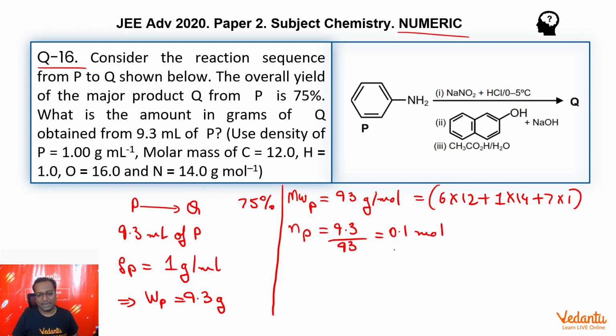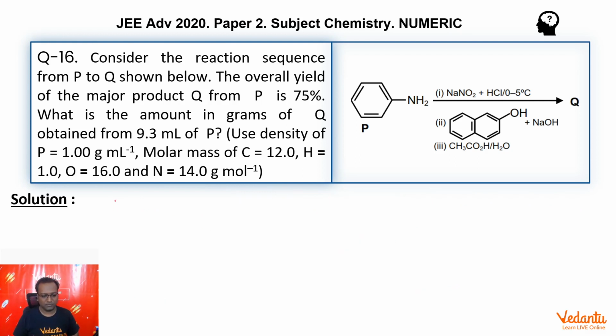Okay. Now the question says the overall yield of major product Q from P is 75%. That means the number of moles of Q will be how much? Will it be equal to directly 0.1 into 0.75? Will this be the answer directly? Before we go to this, we have to first check what is the reaction happening here. So let's go ahead and try and figure out the reaction first.